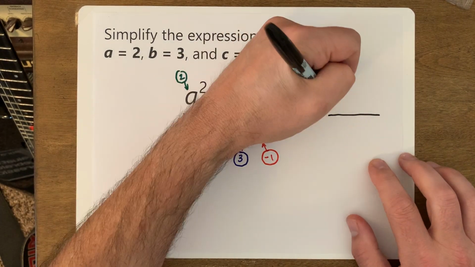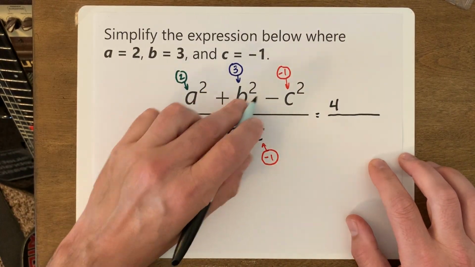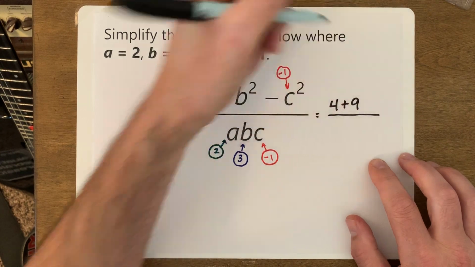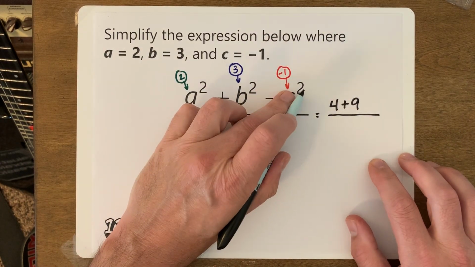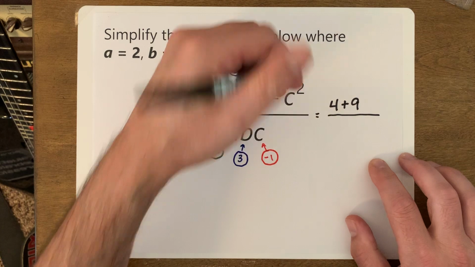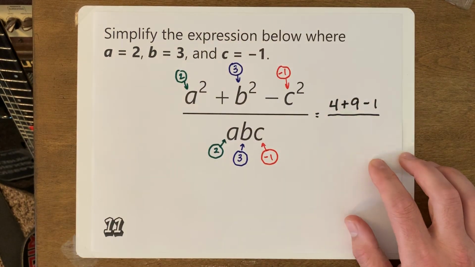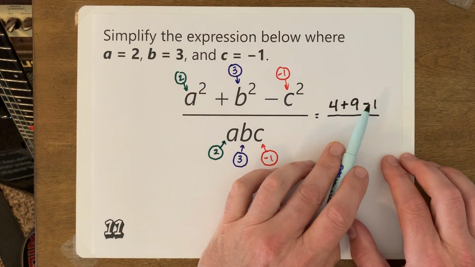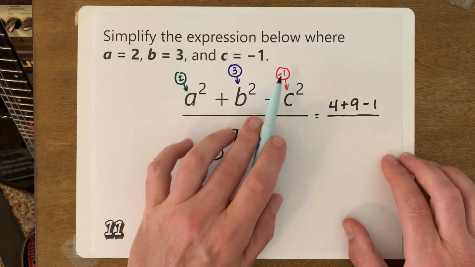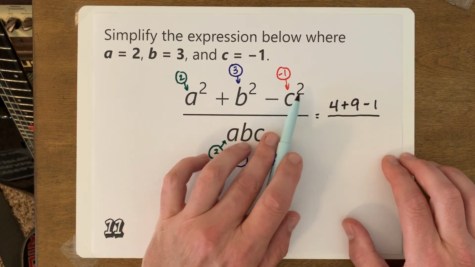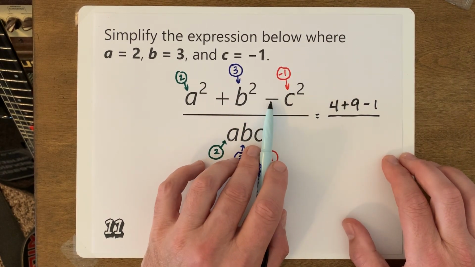2 squared is 4, plus 3 squared is 9, minus negative 1 squared is 1, so it's still going to be minus 1. Now, a lot of students are going to put a plus right there. That's a common mistake because they think these cancel out, when in fact you have to square the negative 1 first, then apply this minus after it.